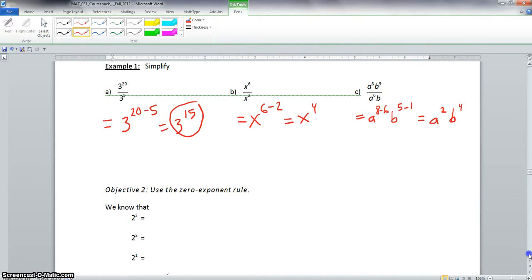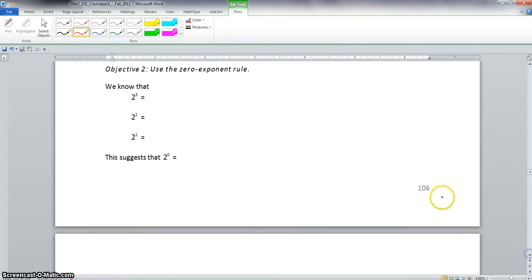Now we scroll down here. It says use the zero exponent rule. We know that 2 to the 3rd power is 2 times 2 times 2, which is 8. And then 2 to the 2nd power is 2 times 2, which is 4. And 2 to the 1st power is just 2. This suggests that 2 to the 0 power is 1.